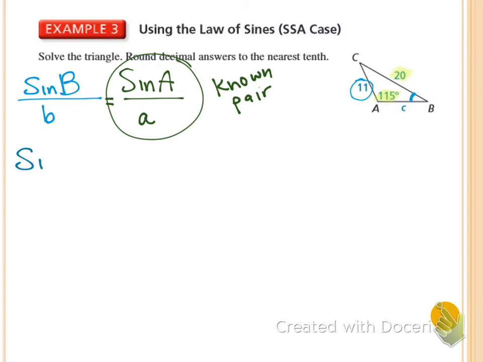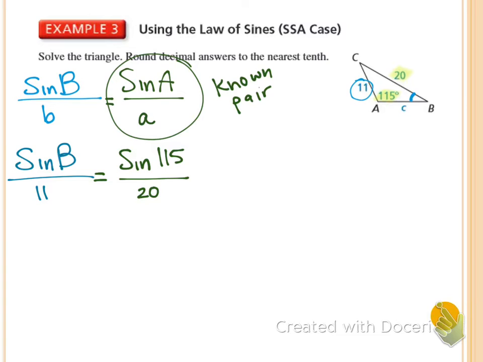So we're going to plug in sine of angle B, we don't know B, over, what is side B? 11. Equals sine of angle A, what is angle A? 115 over 20. So now we have a proportion. We want to solve for B.